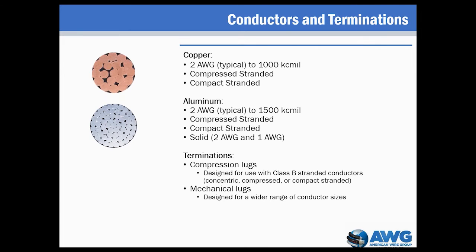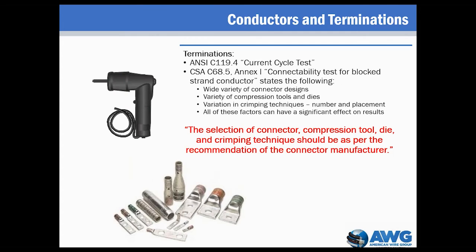Compression lugs and shear bolt terminations are generally designed for use with Class B stranded conductors that conform to ASTM concentric, compressed, or compact stranded conductor sizes. Where there is any doubt, the compression lug manufacturer should be consulted to verify the selection of an acceptable compression lug. Mechanical lugs are usually designed to accommodate a wide range of conductor sizes, so stranding type is usually not a problem.